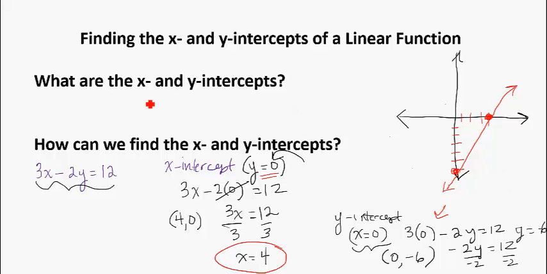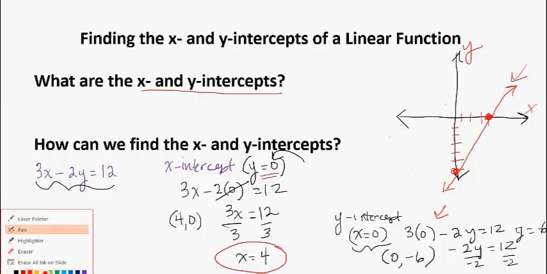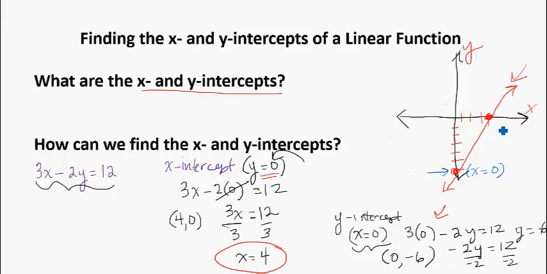So again, the x and y intercepts are simply the 2 points, the points on the axes where your graph crosses. So the x-intercept is where your graph crosses the x-axis, and your y-intercept is where your graph crosses the y-axis, this being the graph of your line. We find the x and y intercepts by knowing the fact that if it's on the y-axis, x is going to have to be 0. If we know it's on the x-axis, we know y is 0.